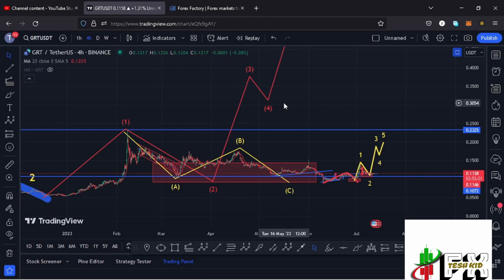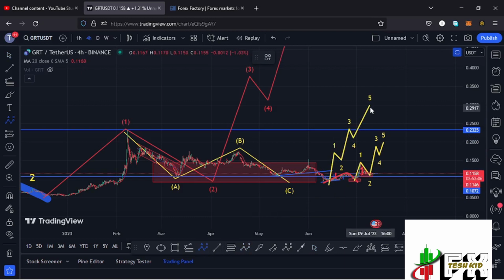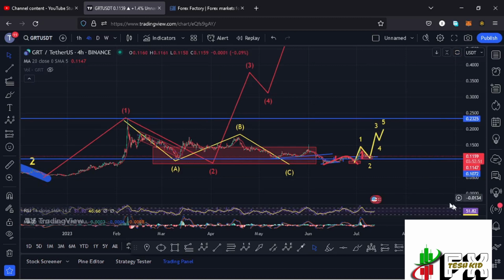For GRT to confirm to us that we now have a low in place for the second wave and the start of an impulse in that wave 3 has started, we first need to see a complete 5-wave structure to the upper side, followed by an ABC corrective structure. The moment we see such a movement on the charts, that is enough confirmation that we have a low in place for wave 2, and the start of an impulse in this wave 3 has started. That is all I'm keeping my eyes on here on the GRT chart.